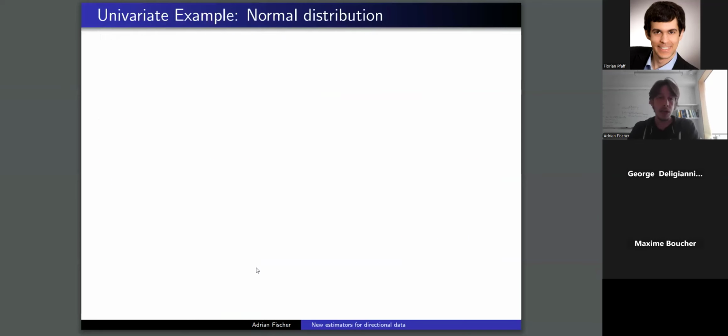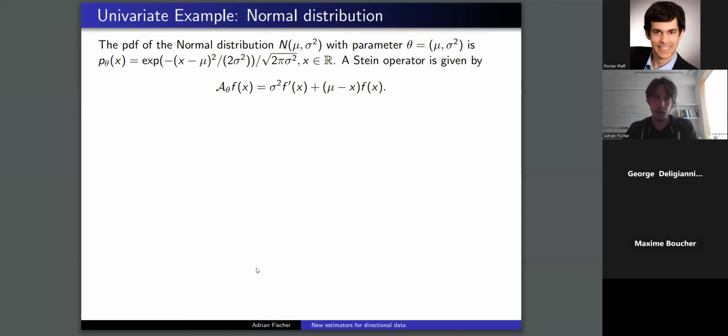Let's look at a very concrete example in order to get a feeling for how this works: the univariate normal distribution. So very easy. The normal distribution depends on two parameters, the mean and the variance. And with the density approach, we can get a Stein operator, the very well-known Stein operator for the normal distribution, which looks like this.